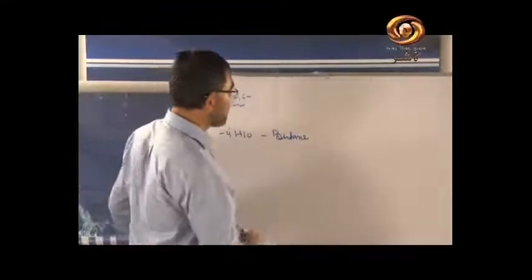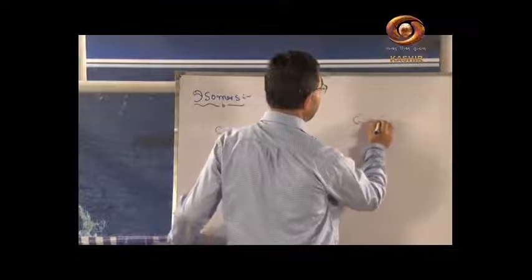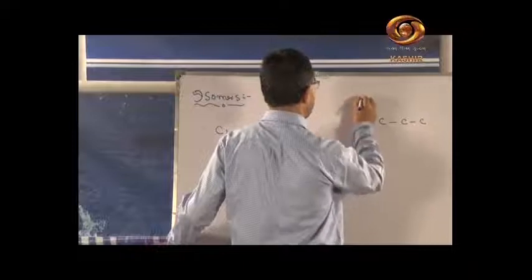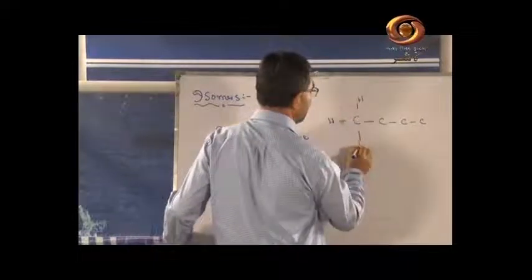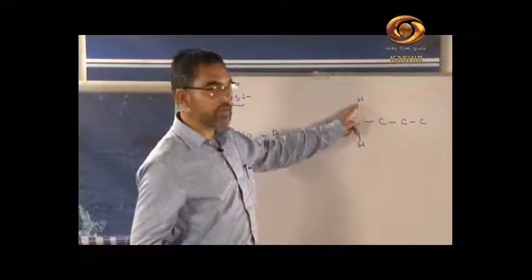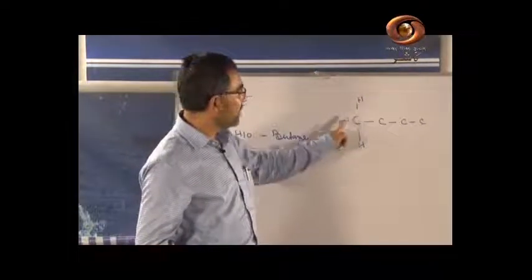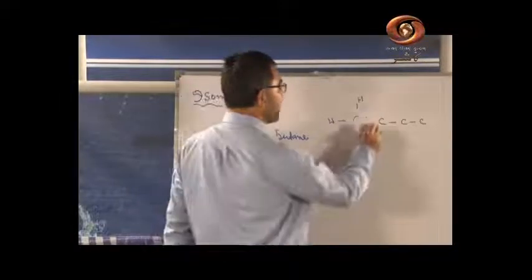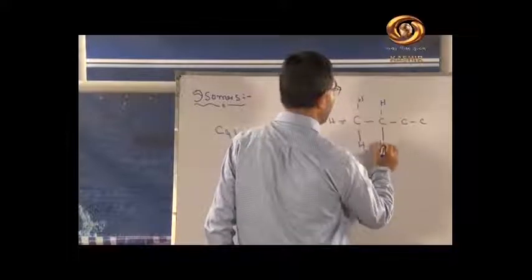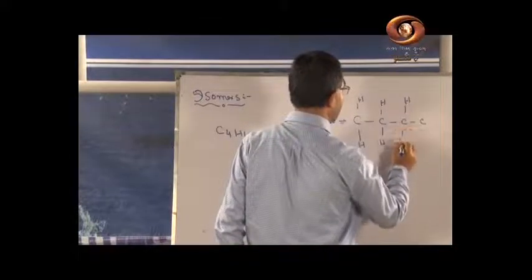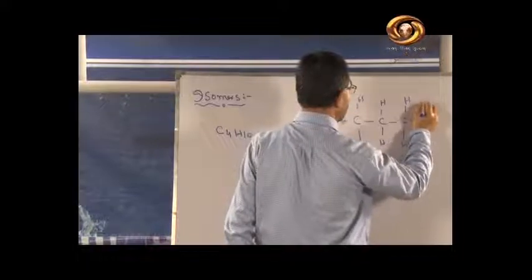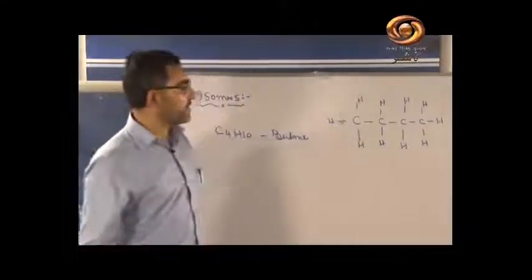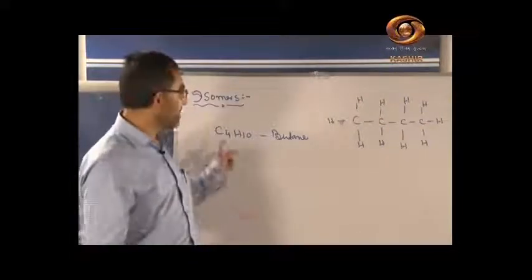If you draw the structure of this compound, it is like this: C, C, C and C. Here we have 3 H, because carbon has 4 valency. The carbon will bond with hydrogen, sharing one of its electrons with each hydrogen. Similarly, this carbon has 2 hydrogens, to complete its octet, that is the 4 valency, it will make 4 bonds in total. This carbon has 3 hydrogens. This is the structural formula of butane.